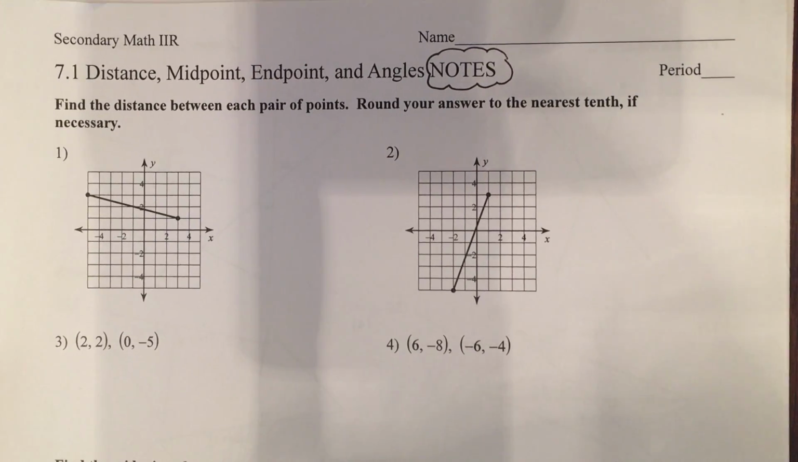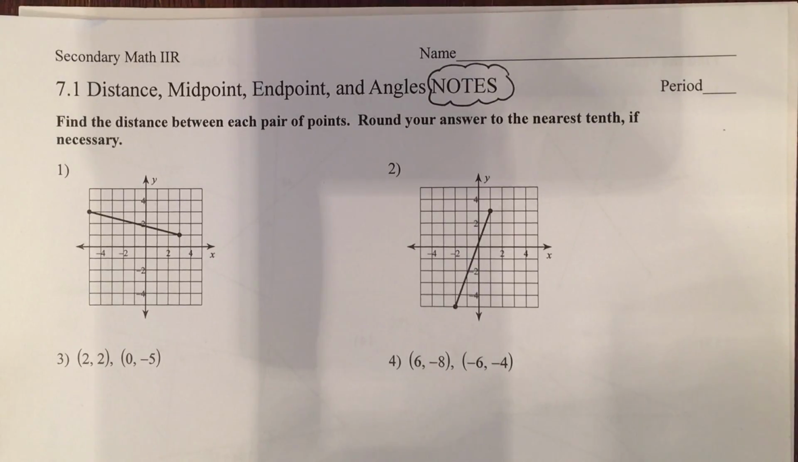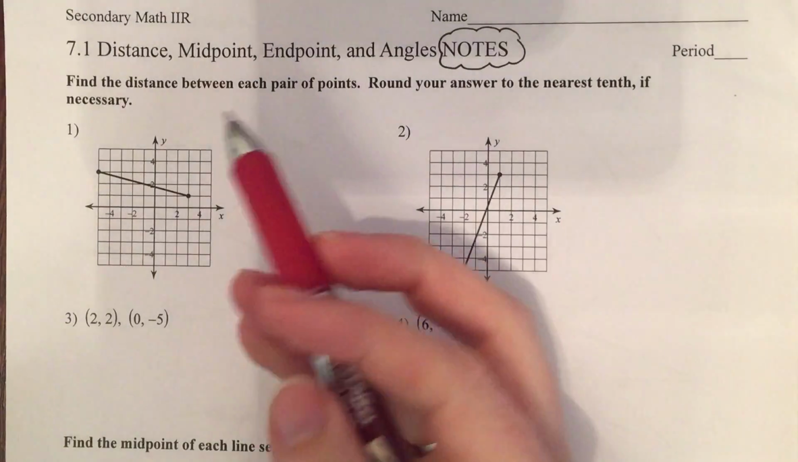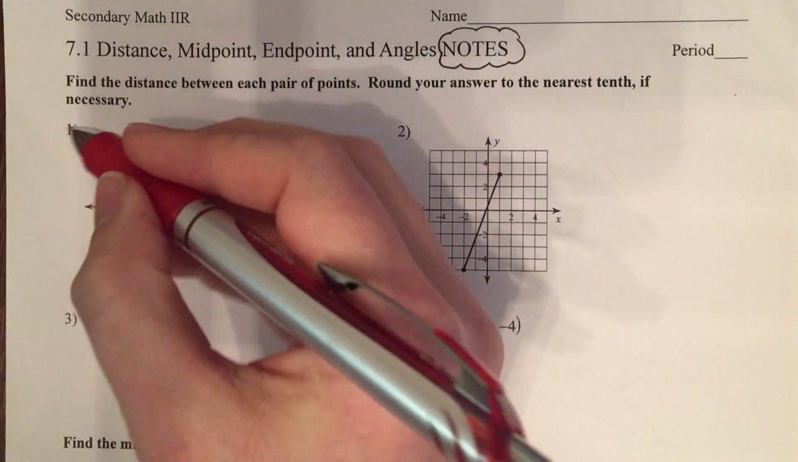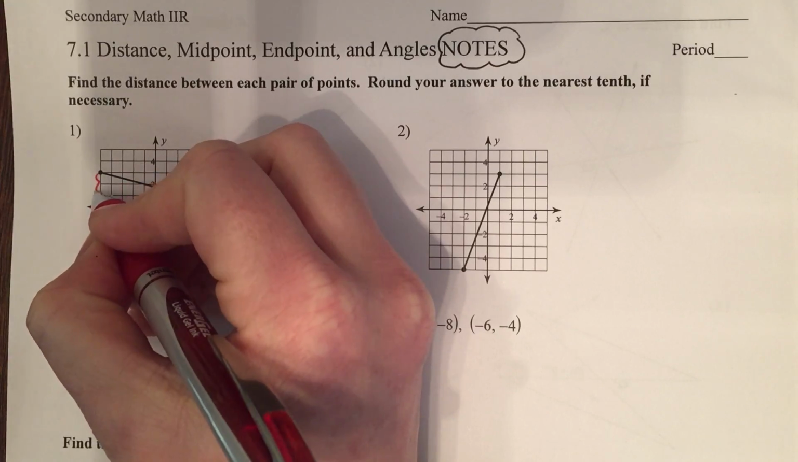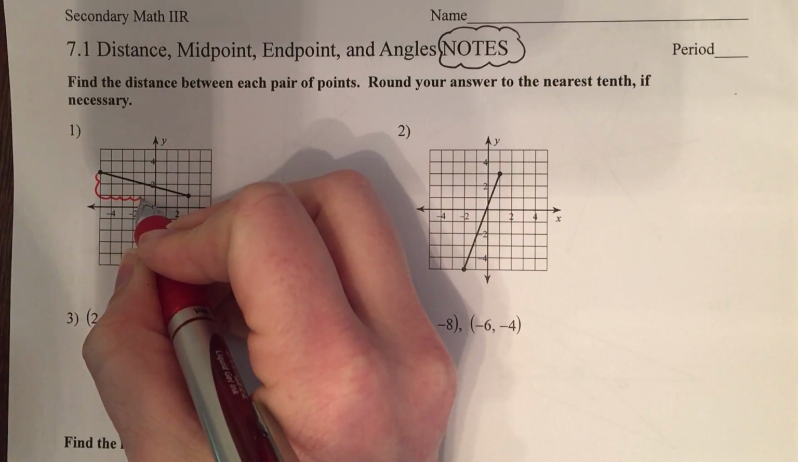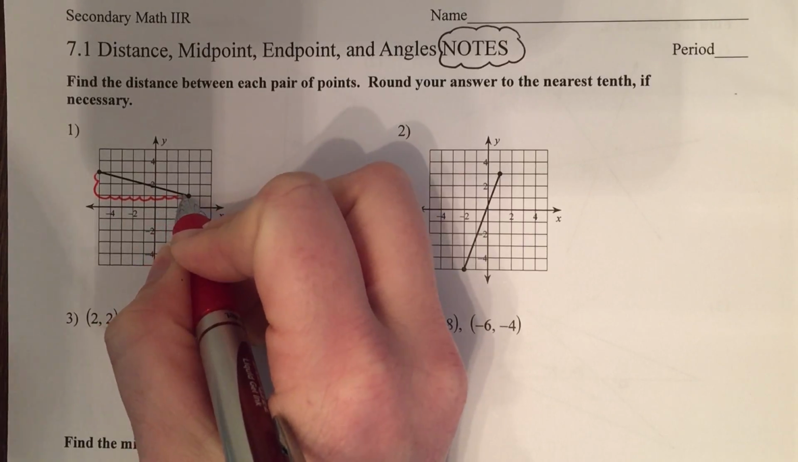In this video, we will be going over the 7.1 notes, which will involve distance, midpoints, endpoints, and angles. For the first one, it says, find the distance between each pair of points. It is given on a graph for number 1, so I can just count how far down it goes, and then over 1, 2, 3, 4, 5, 6, 7, 8.